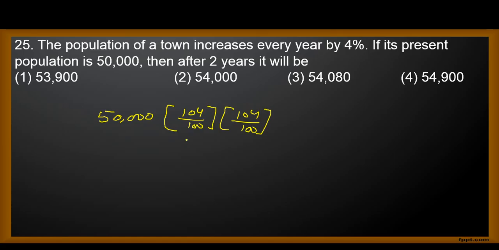Okay. Now 0 and 0 will get cancelled. 2 zeros and 2 zeros will get cancelled. 104 into 104.